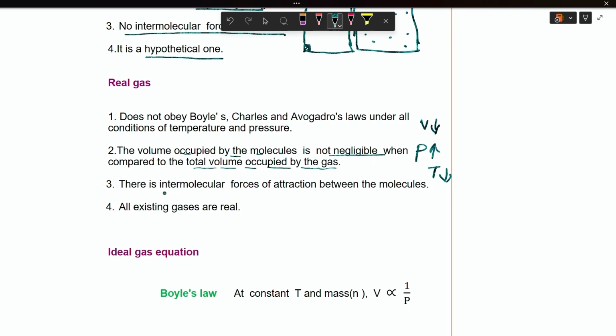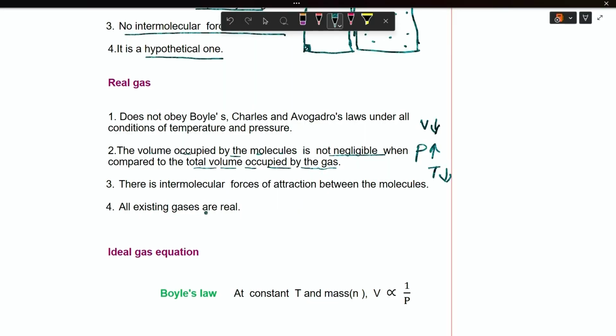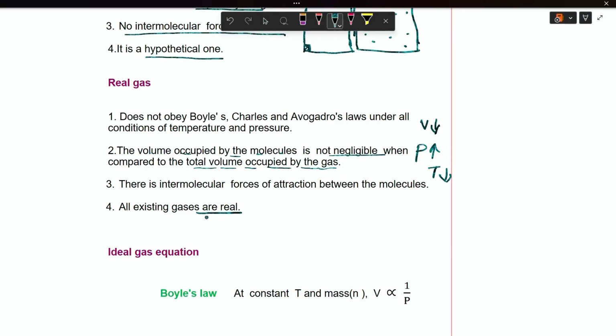Now, there are intermolecular forces of attraction between the molecules. In real gases, there is intermolecular force of attraction between the molecules. All existing gases are real; the other case was only an imaginary or hypothetical one. All existing gases are considered as real gases. So, these are the differences between an ideal gas and a real gas.